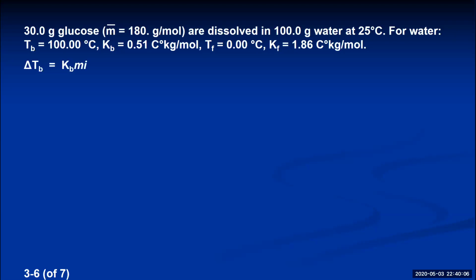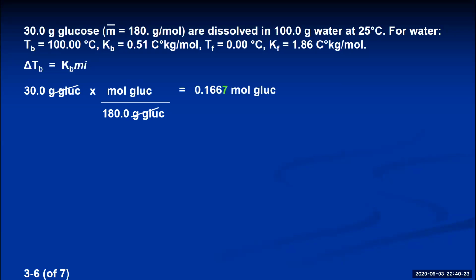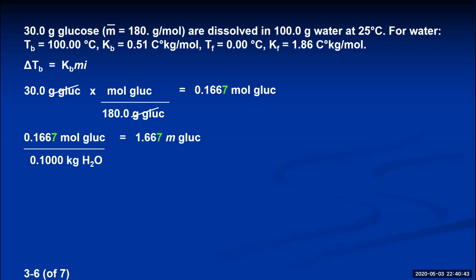We know water's K sub B value of 0.51 Celsius degrees kilogram per mole. We have to calculate the molality of the solution, which is defined as moles of solute per kilogram of solvent. So if we have 30 grams of glucose, we'll need to calculate how many moles of glucose there are, and we'll do that by using glucose's molar mass, arranged so the grams of glucose cancel out. And to 3 significant figures, we would have 0.167, or with a guard digit, 0.1667 moles of glucose. To get molality, you divide the moles of solute by the kilograms of the solvent, and 100 grams of water is 0.1000 kilograms. So dividing the moles of glucose by the kilograms of water will give us our molality, and this comes out 1.667 with a guard digit, molal glucose.